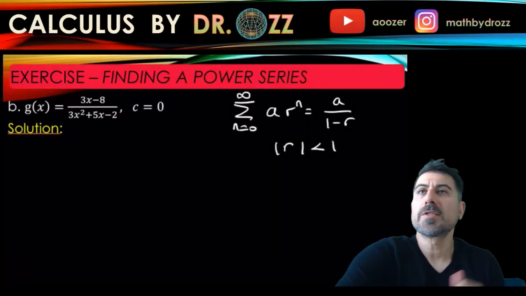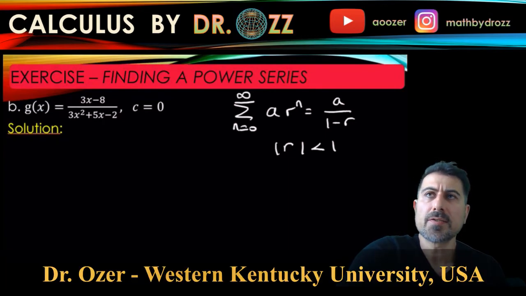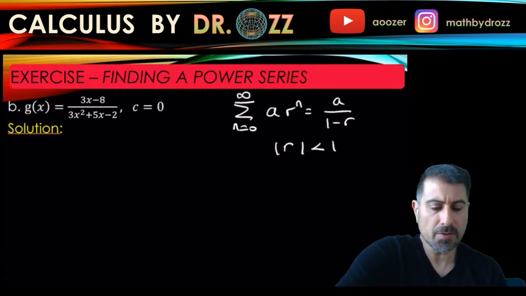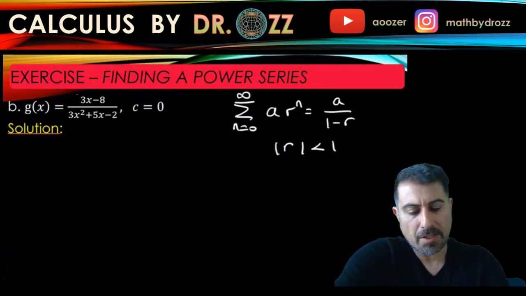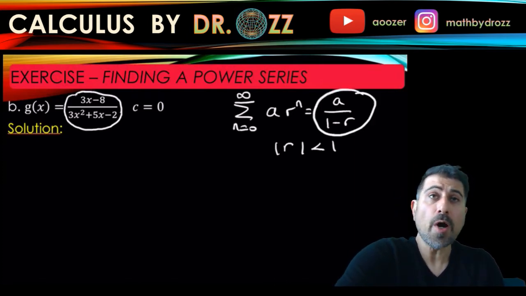All right, for part B, we're going to have a similar analysis, but it's a bit different from part A because we cannot immediately put this fraction in this form. So we have to work through that, and that requires partial fractions. We're going to write that fraction in terms of the difference of two fractions.